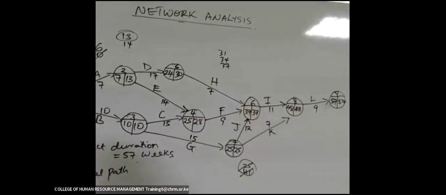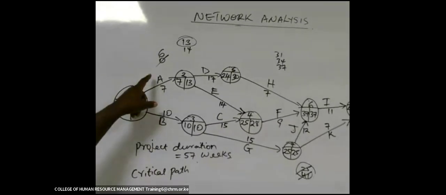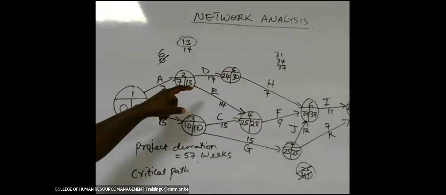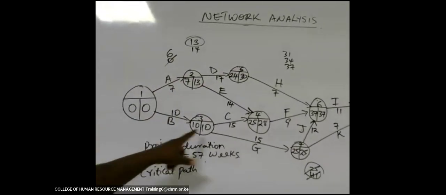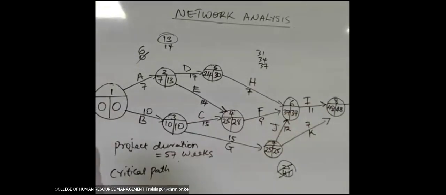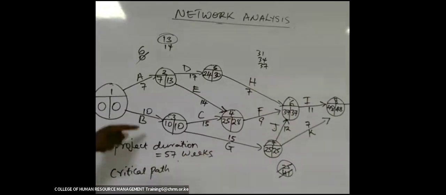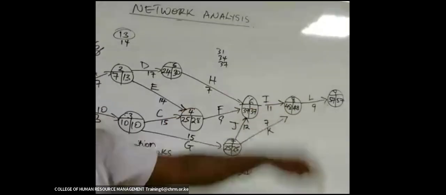That is another path. We can start with A, we go to, I think that one we have used. We can start with B, B goes to C, C to F, I, N. We have got very many paths. We can go to B, G, J, I, then we finish with L.